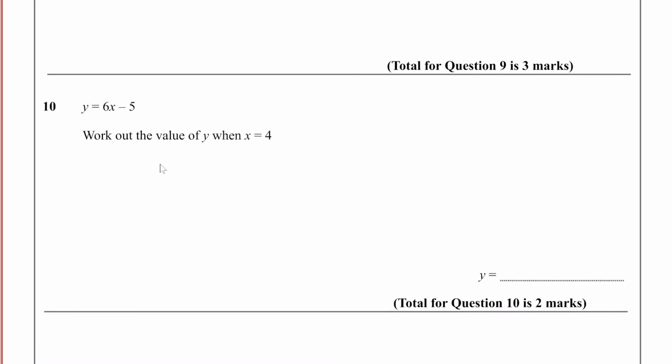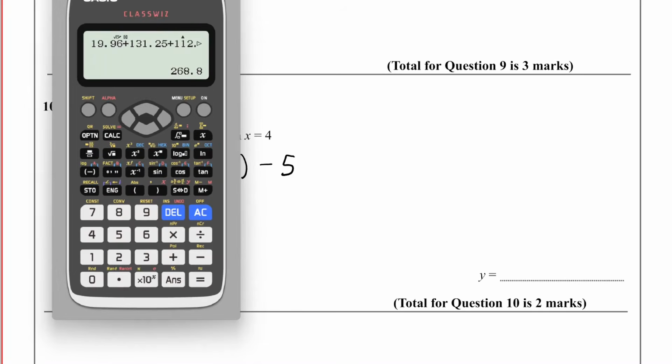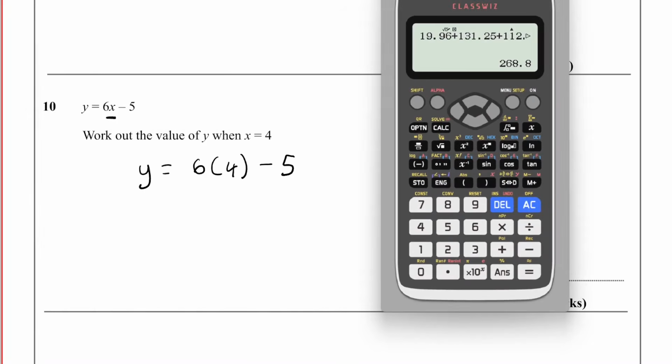Question 10. Y is equal to 6 times x, take away 5. Work out the value of y when x is 4. So we're going to change x into 4. 6x means 6 times x. So y is going to be 6 times 4, take away 5. 6 times 4, take away 5 is 19.